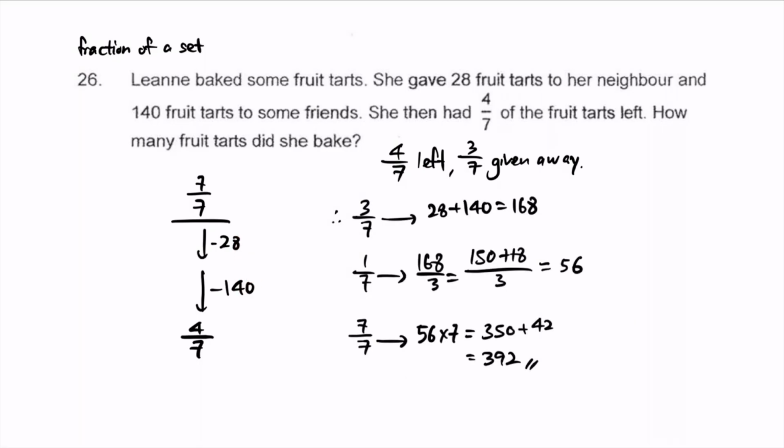We can form an equation with that. So 3 units out of 7 represent 168. 1 unit is going to be 168 divided by 3, which is 56. Question: how many did she actually bake? So we're interested in the total that she had at first. So given that 1 unit is 56, therefore 7 units, we'll have to take 56 times 7, giving us 392.